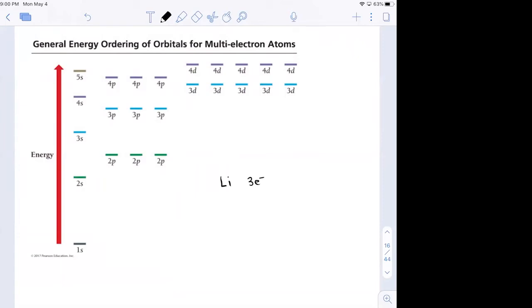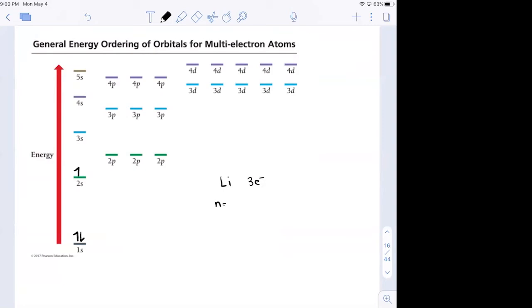lithium has 3 electrons, where am I going to put those electrons? Well, I always want to start at the bottom, the lowest energy possible. There's 1 electron there in the 1s. I know because of the Pauli exclusion principle, I can put a second electron in there as long as the spin is opposite. I can't put 3 in one orbital, only 2 in an orbital, so then I have to move up to the next one. The Aufbau principle says I build up. Well, there are my 3 electrons.